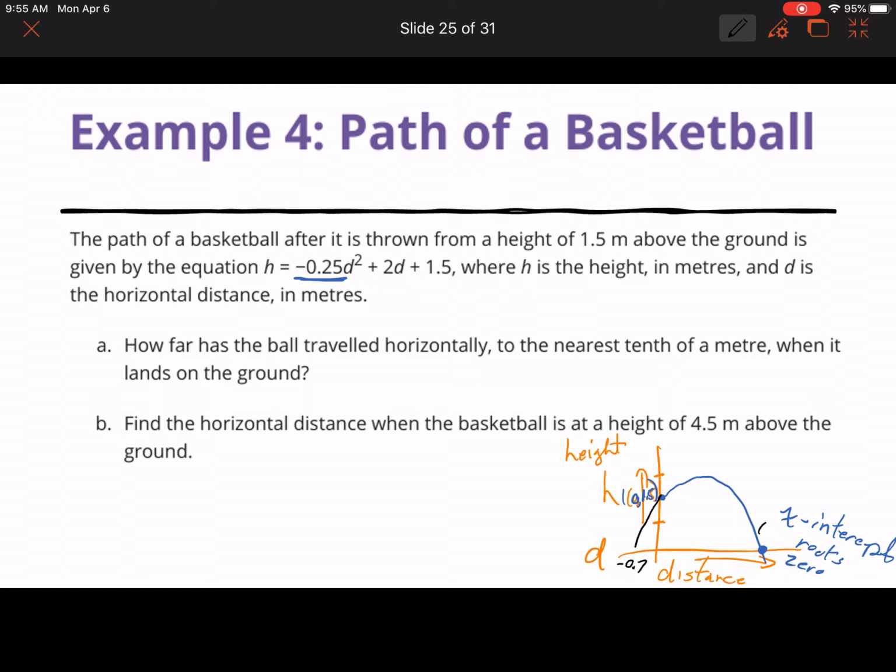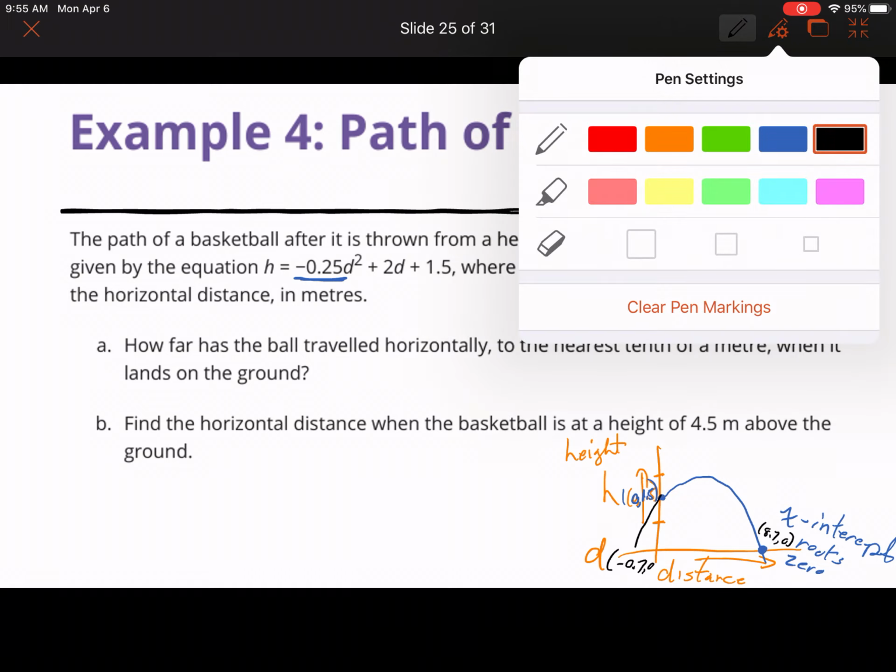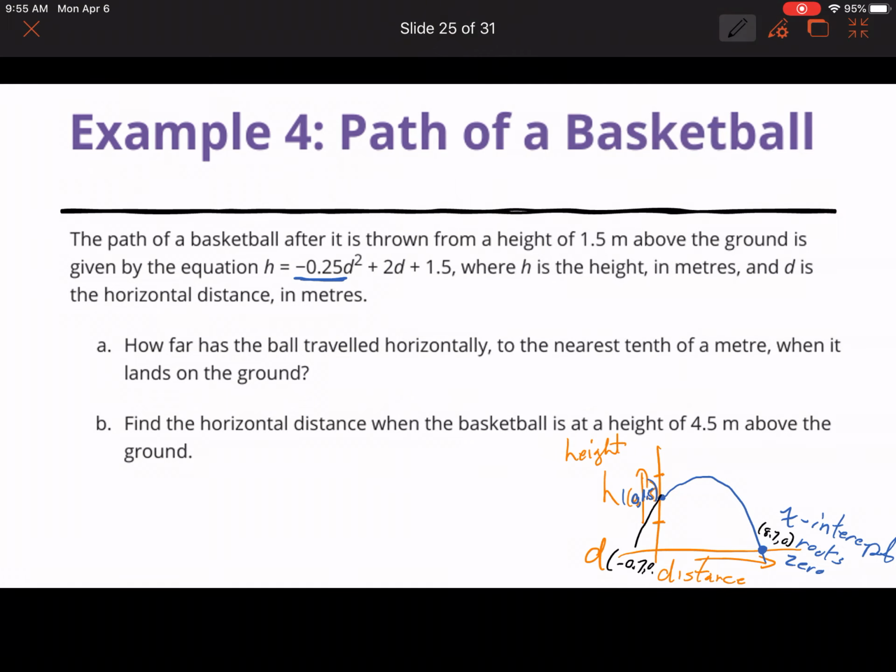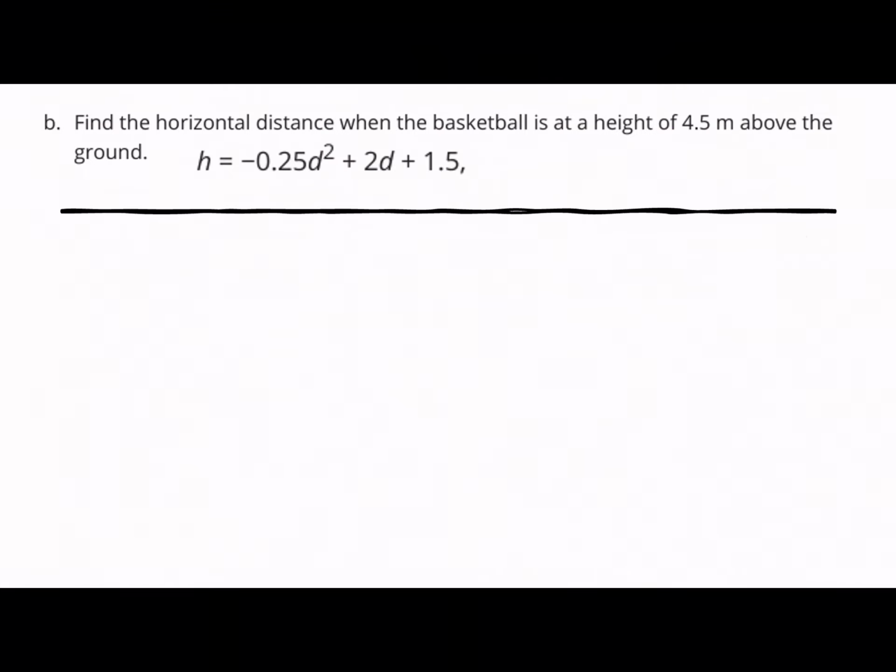So if we were going to put this in here, 8.7 and 0 is our other point. Sorry, 0, oh, that's right, goes in there. So find the horizontal distance when the basketball is at a height of 4.5 meters above the ground.